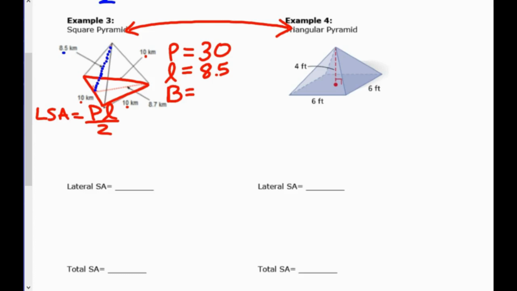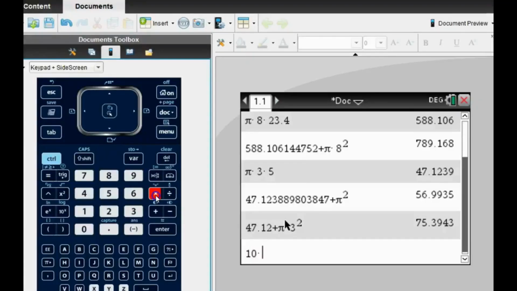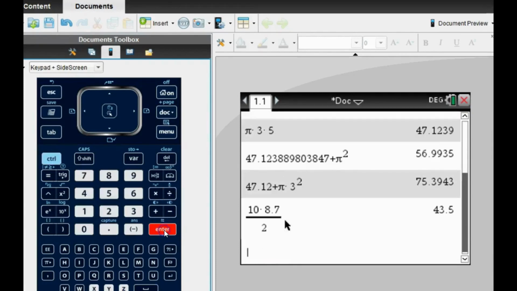We're going to recall good stuff. So base times height divided by 2. Now we'll do this in green. What's the base of the triangle? The base is 10. The height of the triangle is 8.7. So 10 times 8.7, and then we have to divide it by 2. Let's do that. 10 times 8.7 divided by 2. I'm going to hit Control Enter because it's a decimal. 43.5.